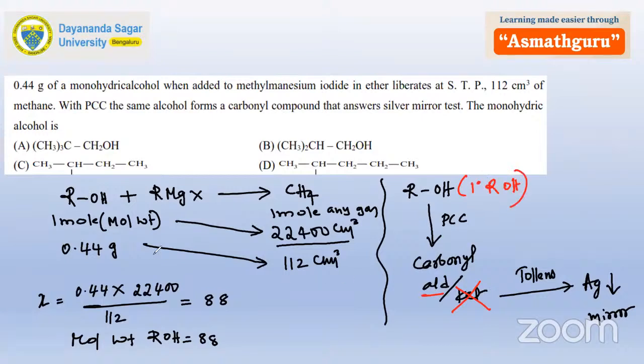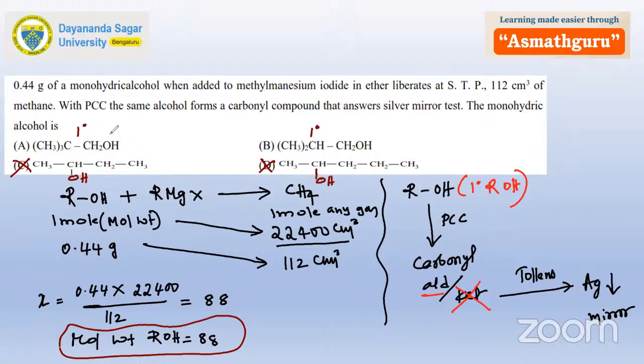So what is primary? If you observe here, D is secondary. C is also secondary. So C and D cannot be the option. So A and B are the options. And the molecular weight should be 88. That is one more clue. Both are primary only. This is primary, this is also primary. Then what is the answer? Who is having molecular weight of 88? The first option is having molecular weight of 88. So A is the answer.